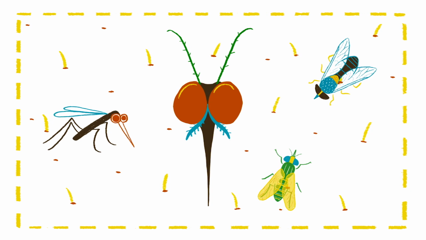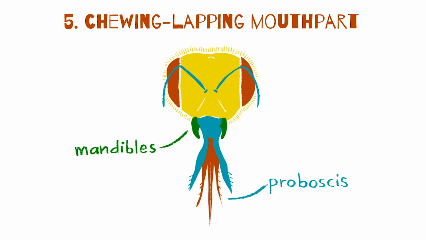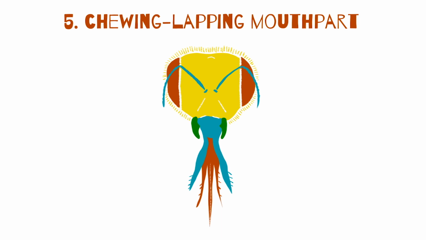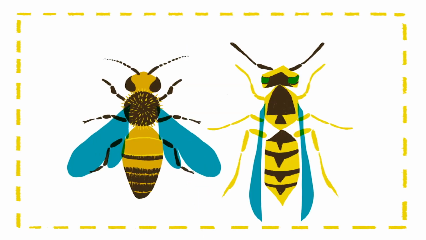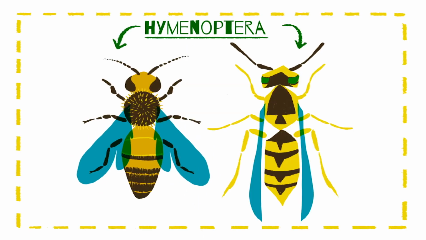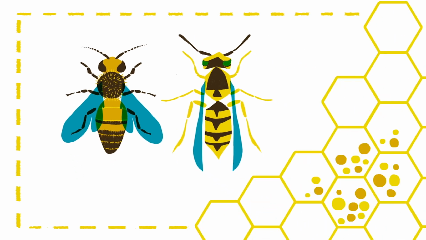the sponging mouthpart. And finally, the chewing lapping mouthpart is a combination of mandibles and a proboscis with a tongue-like structure at its tip for lapping up nectar. On this type of mouthpart, the mandibles themselves are not actually used for eating. For bees and wasps, members of the Hymenoptera order, they serve instead as tools for pollen collecting and wax molding.